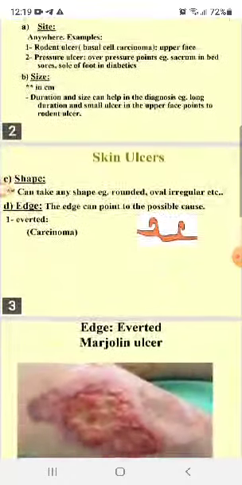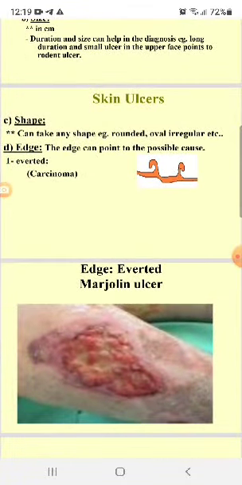The third slide, you have the shape of the ulcer. It can take any shape. The ulcer can take any shape. It can be rounded, it can be oval in shape, it can be irregular, according to the cause. If it is trauma, according to the thing that causes trauma. If it is an abscess, according to the shape of the abscess, then it will become rounded or irregular. So it depends on the cause.